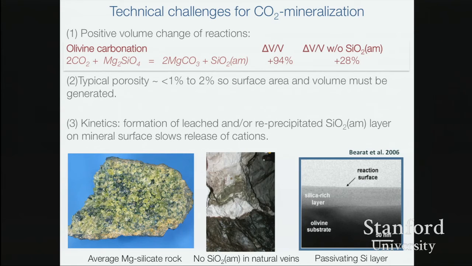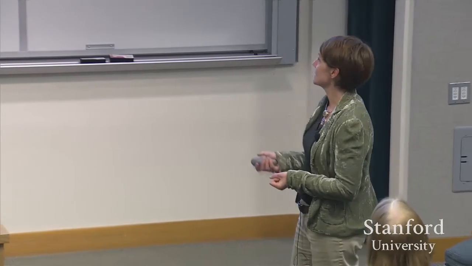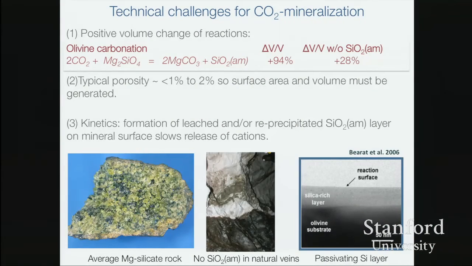So when olivine sees CO2, it reacts to form magnesium carbonate, which is a white carbonate mineral, and amorphous silica. This reaction has a 95% positive volume change, so it means you basically double the size of your products from your starting product, which is not good if you're worried about porosity. It can fill a lot of space. And then it doesn't happen very quickly. The kinetics are sort of limiting.